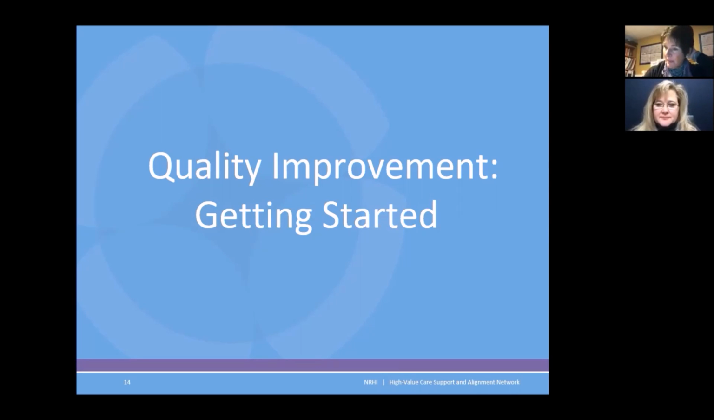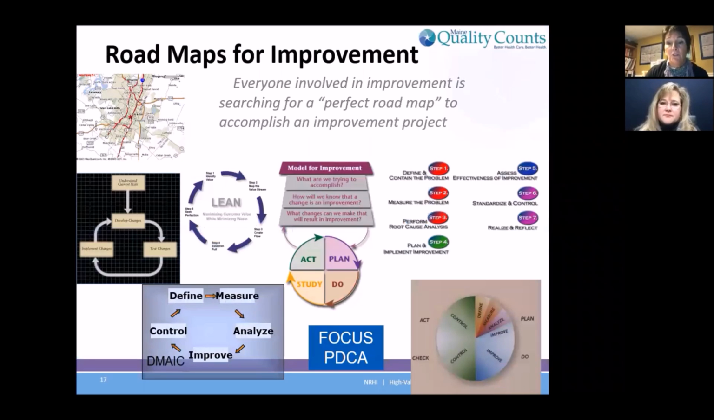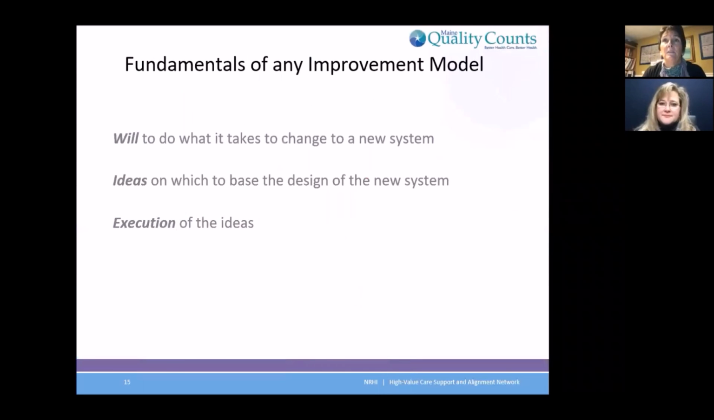So to talk about tools and quality improvement tools and methods, let's get started on that. Fundamentally, when we talk about improvement models or improvement methods that people use, when you're improving anything, whether it's personal or work-related, bottom line, there are three things that need to happen for improvement to occur, right? We need will. We need will from people to want to do what it takes to change to some new system. So it does take that.